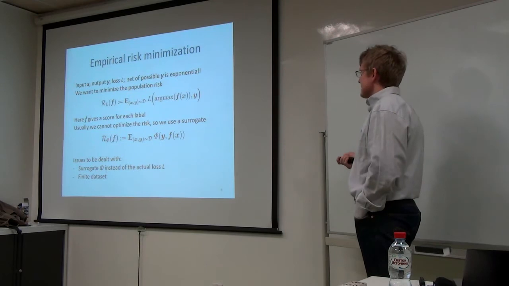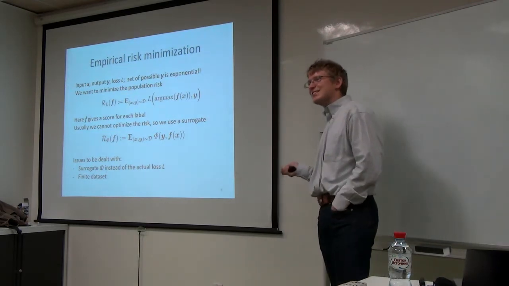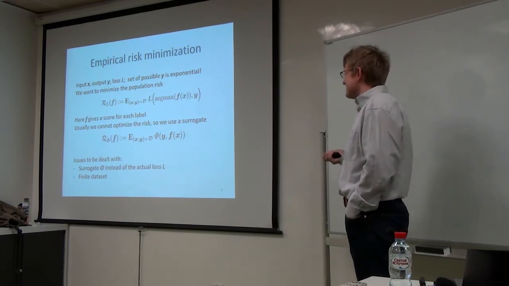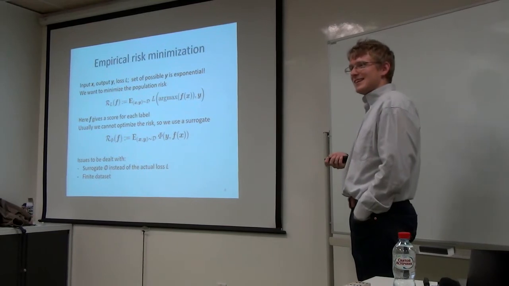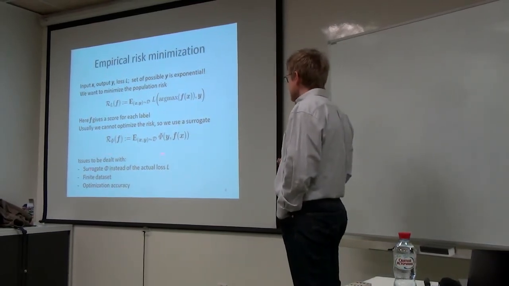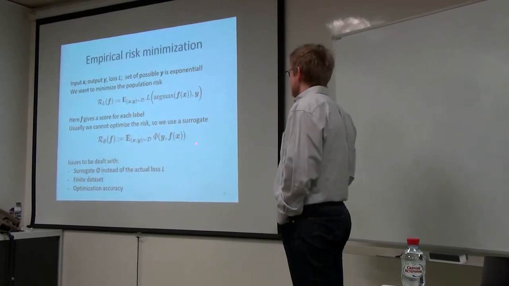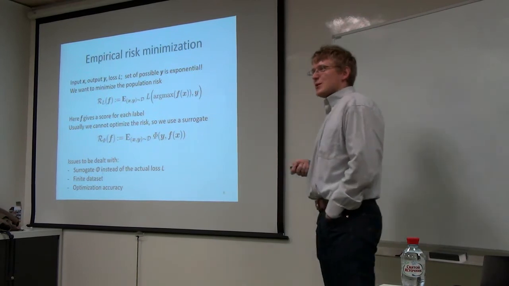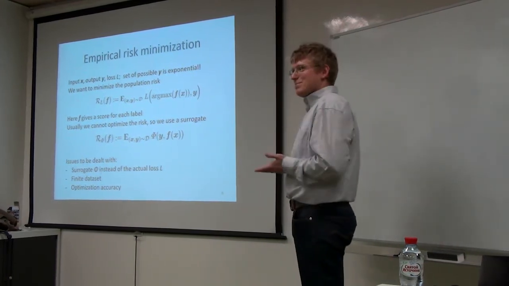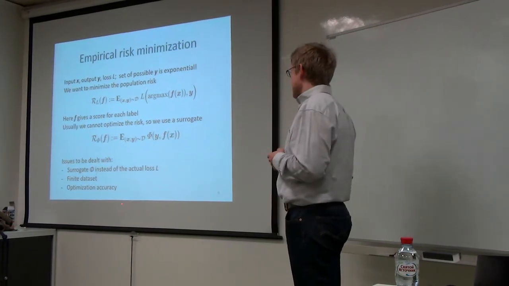Then the second problem is that we are always working with a finite data set. There is no such thing as infinity in practice, so something has to be done to take care of that. And third, there is always optimization accuracy, so optimization errors. Normally we cannot solve this exactly, so there will be some optimization error there. In the theoretical setup that I'm going to tell you about next, I will take care of all of that.